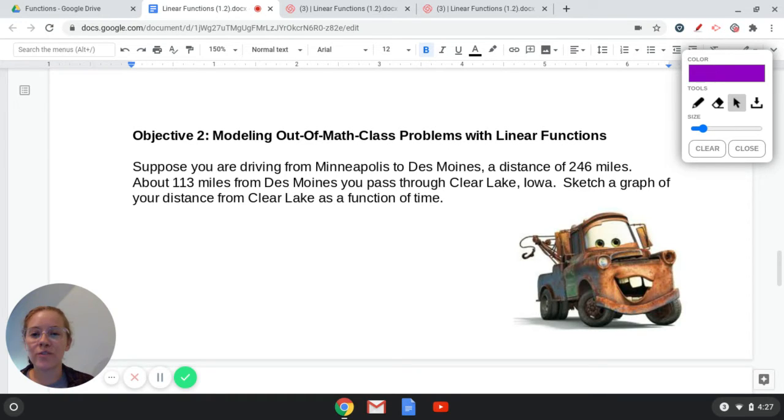So, we're driving from Minneapolis to Des Moines, a distance of 246 miles. Around 113 miles from Des Moines, we pass through Clear Lake, Iowa. Let's sketch a graph of our distance from Clear Lake as a function of time. One thing that might help is to figure out where you're going and what you're doing, and then we'll graph it.